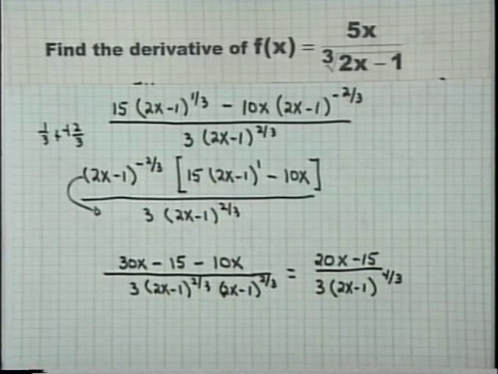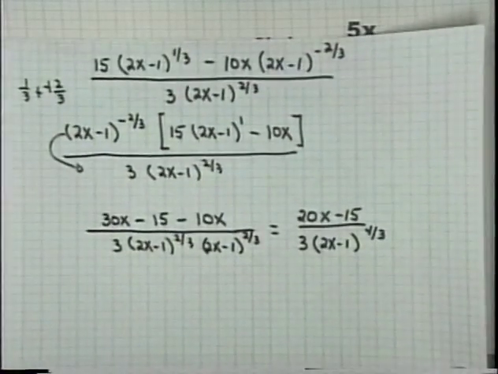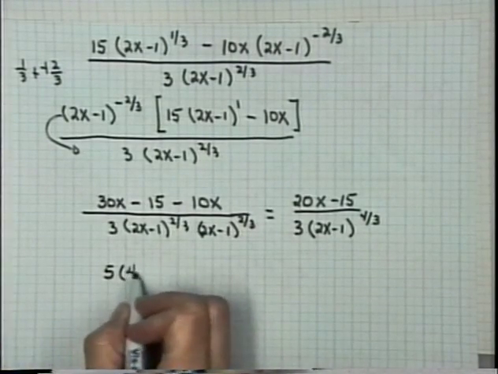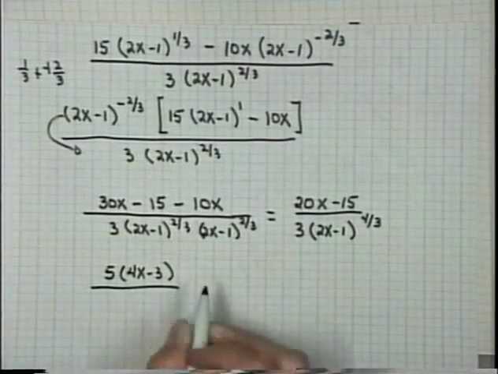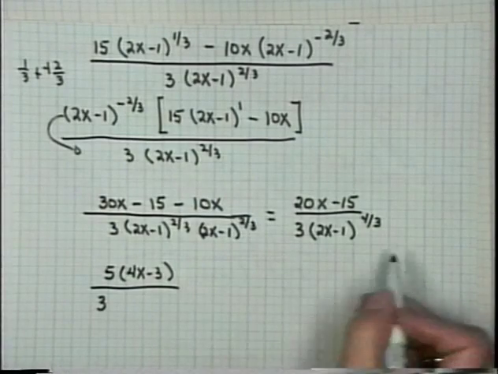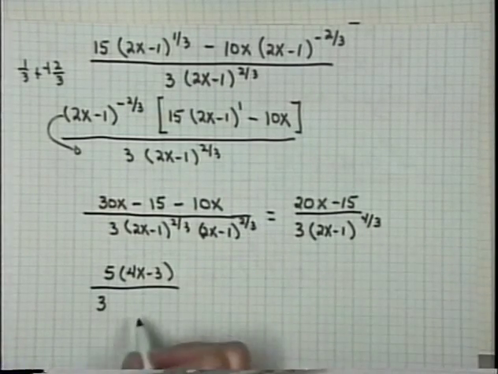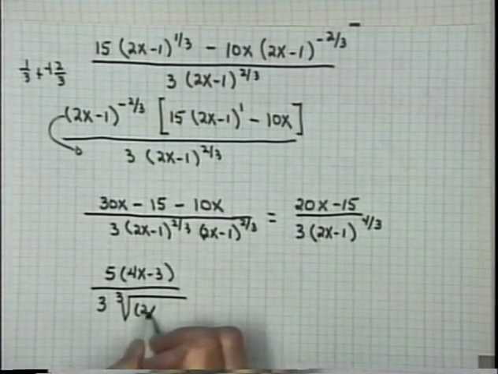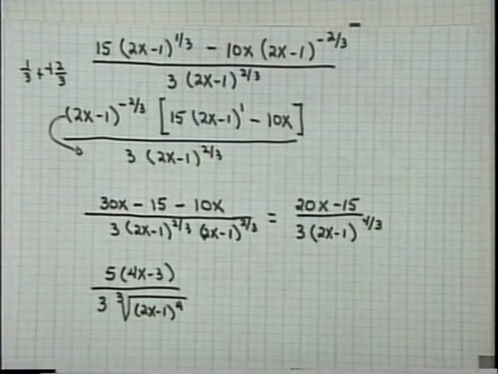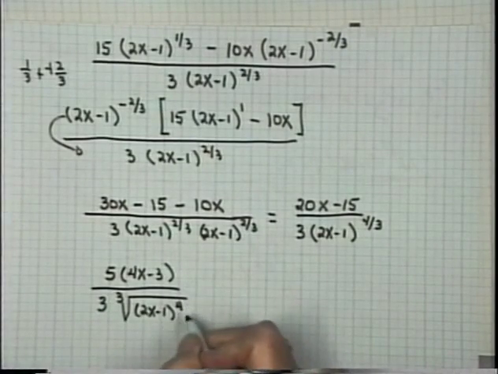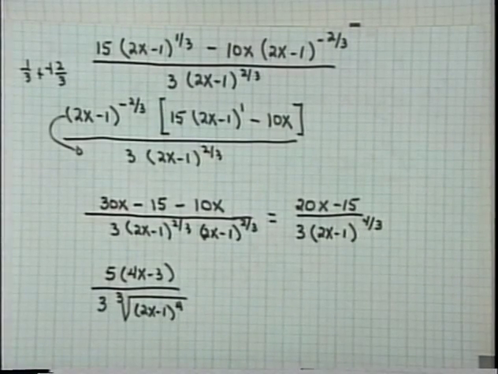Now, I usually leave my answer like this. However, you could, if you want to, factor a 5 out of the numerator and write it as 5 times 4x minus 3. Sometimes that's a good idea just to be sure that something doesn't cancel. And if you prefer, instead of leaving this in a fractional exponent form, you could go back to radicals. It's a cube root, notice, because of that, 2x minus 1 to the 4th power. Now, I generally don't write this radical format. I usually leave it like this. But your instructor might prefer the radical format.